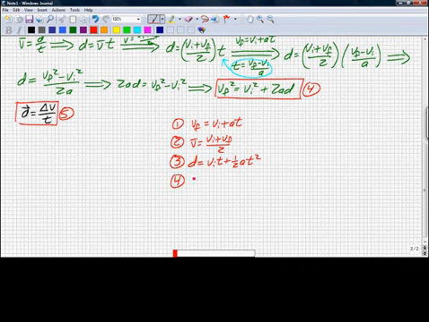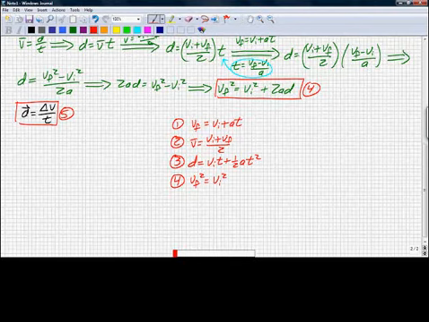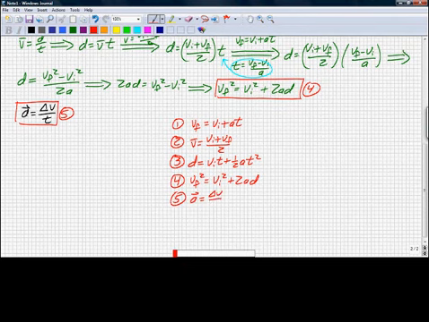4, vf squared equals vi squared plus 2ad. And 5, a equals delta v over t. And 5 and 1 are really the same thing, just written in different ways.